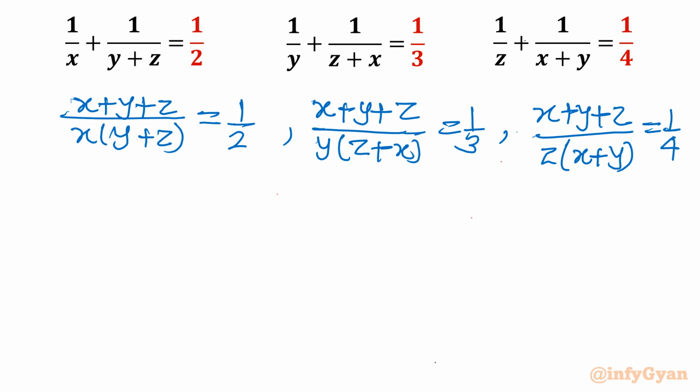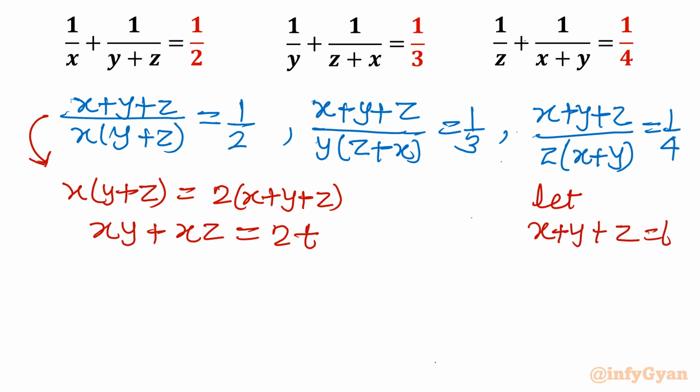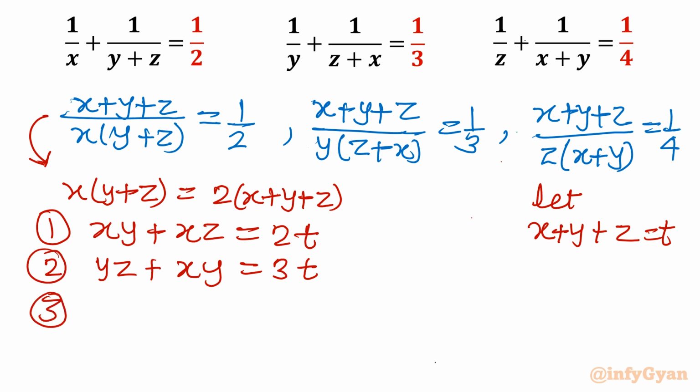Here we are having three equations. Now, once I cross multiply, I can frame three equations. Let me demonstrate. This equation, I can write x times y plus z equal to 2 times x plus y plus z, or xy plus xz is equal to 2t. So that means I am substituting x plus y plus z equal to t. Now the second equation, I will write directly yz plus xy equal to 3t. This is our equation 1. Equation 2. Similarly, I will write equation 3. That will be from this equation: zx plus yz equal to 4t.